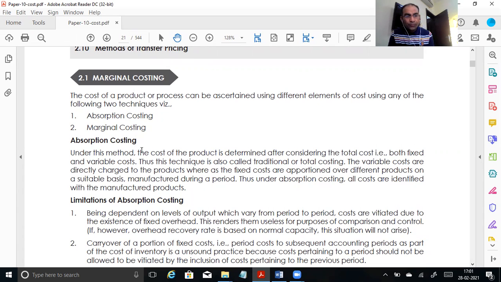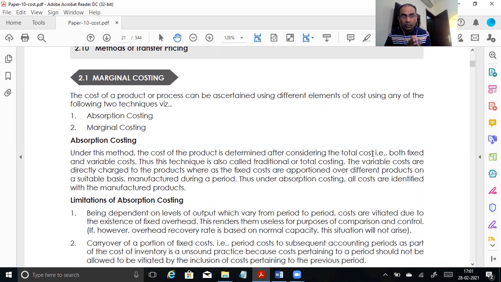So absorption costing. So they say under this method, the cost of the product is determined after considering the total cost. Here, in a nutshell, I can conclude this, that in absorption costing, when we are going to calculate the total cost of a product, then we have to consider both total cost, like fixed cost and variable cost. But in case of marginal costing, we simply ignore the fixed cost. In marginal costing, we are concentrating and we are just taking only marginal cost, that is variable cost.